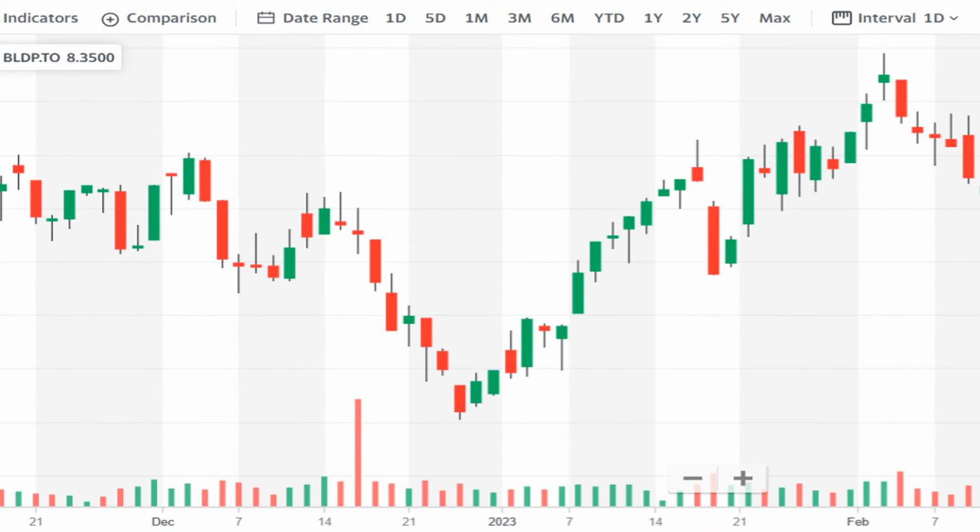Examining BLDP stock on a daily time frame, I have noticed a distinct sequence of three candles at the lowest point of the preceding downtrend. The first one is a bearish candle, and the second and third are both bullish candles, all on the D1 time frame. Following these three consecutive candles, the trend shifted direction and started moving upward.